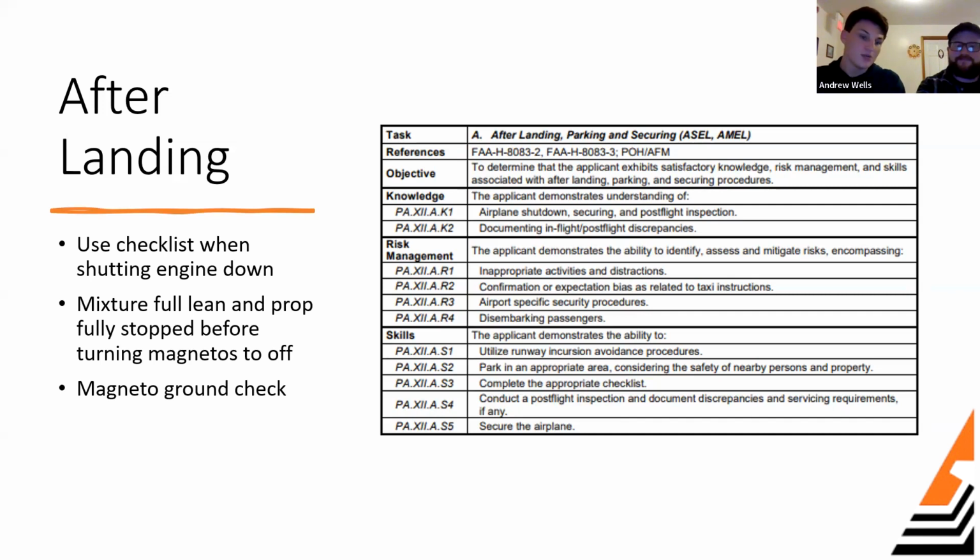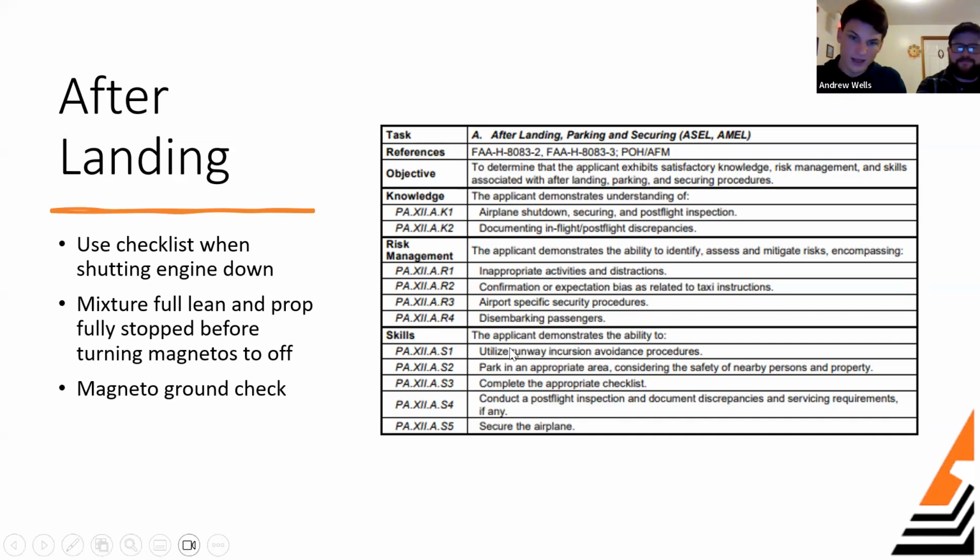Another thing that you can do as a good check is a magneto ground check. So what you do before you turn it off, you go over to off real quick, make sure the engine starts to shut down, then go back to both and then shut it off the proper way. What you're testing there is making sure that if you shut the magnetos off, the ground hasn't disconnected and that it will shut off those magnetos.